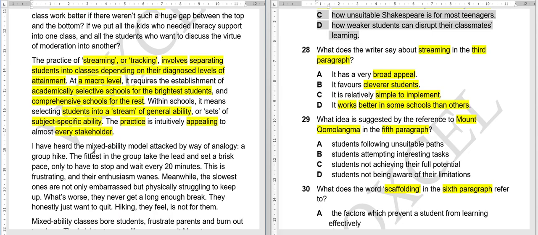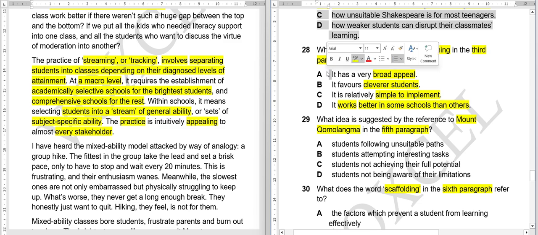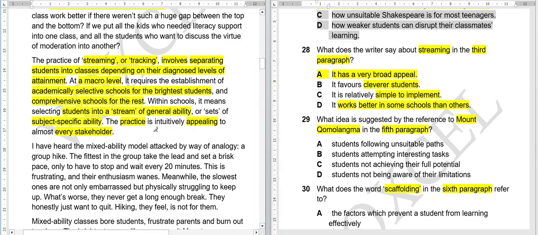Okay, time's up, and I'm going to mark the answer first, then I will tell you why that's the answer and why the others are not. The answer to this particular question is yes, A. It has a very broad appeal, and it is written in the last sentence itself: the practice is intuitively appealing to almost every stakeholder. So the appeal is quite broad. A lot of people might find it appealing. That's question 28. I hope it is clear.